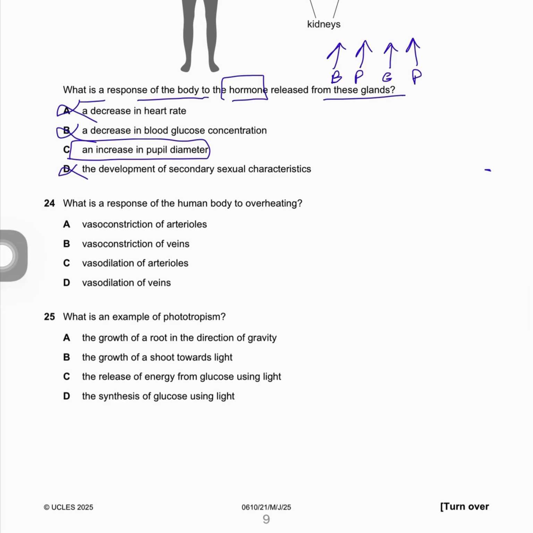Next, 24. What is the response of the human body overheating, which is thermoregulation? You have to remember this. In thermoregulation for overheating, vasodilation of arterioles, not vasoconstriction, for overheating. Okay, so 24 is C.